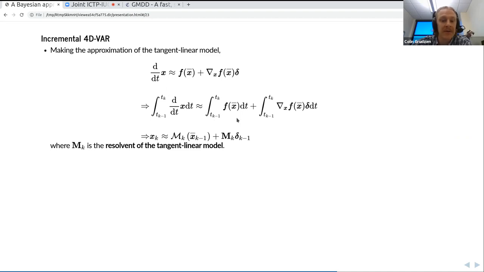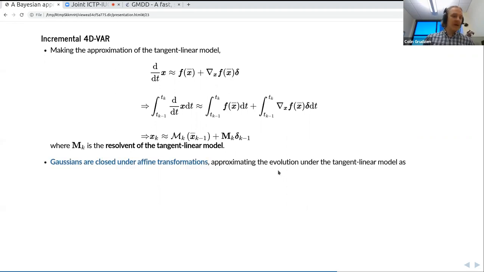If we follow this through, integrating over time, we get an approximation at first order where the model state at the current time is, at least approximately, the fully nonlinear evolution of the last mean plus the tangent linear evolution of the perturbation, where this is the resolvent, or fundamental matrix solution, with respect to the tangent linear model, these linear dynamics in the space of perturbations.